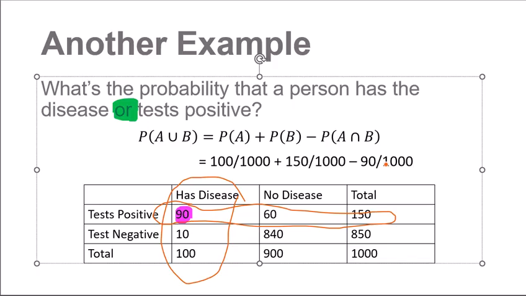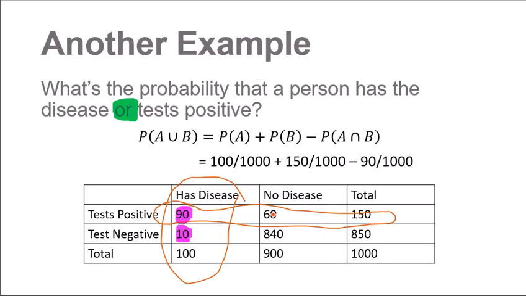Alternatively, when you have these table problems, rather than doing specifically the addition rule like this, you could just take all of the different groups that would apply here. In this case, that would be the 90 people who have the disease and tested positive, the 10 people who tested negative and have the disease, and then the 60 people who did not have the disease but did test positive. You could just add all those together and take that out of 1,000. You get the same answer. They're really doing the same thing, just a different approach.